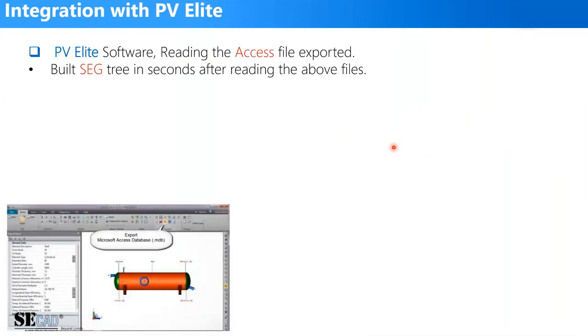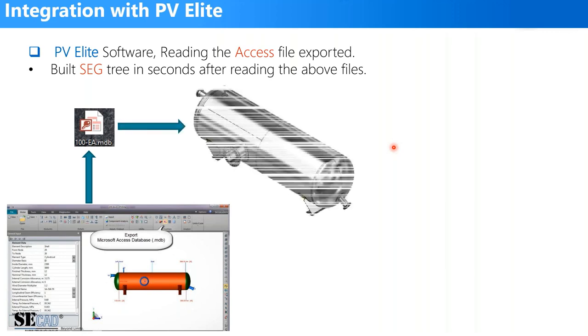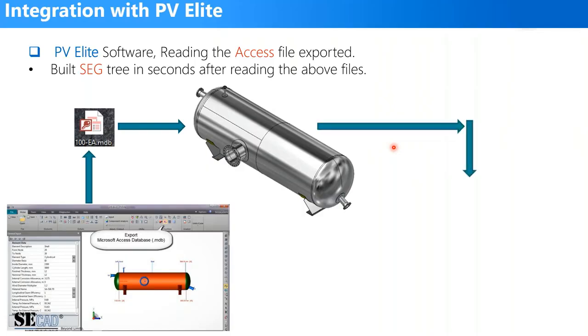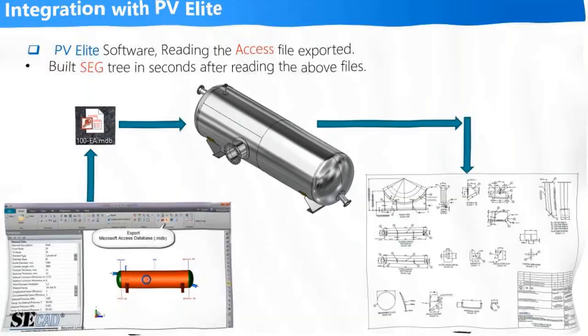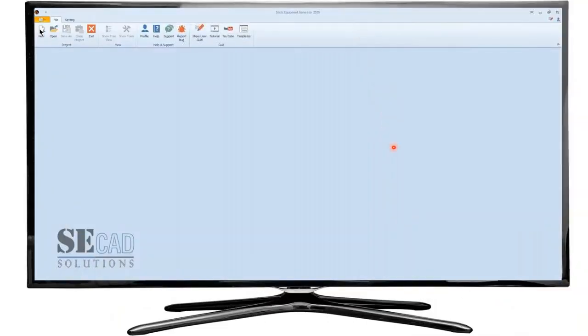And here is the integration to a new tool in SEG. It's just a tool. We have many different tools in SEG software. You can use it to speed up your work by exporting the MDB file from the PV-Elite. Okay, we will use SEG software to generate the 3D model of the equipment, and after that generate the general arrangement drawing and the detailed drawings for this equipment. Okay, and that's a small video for that.